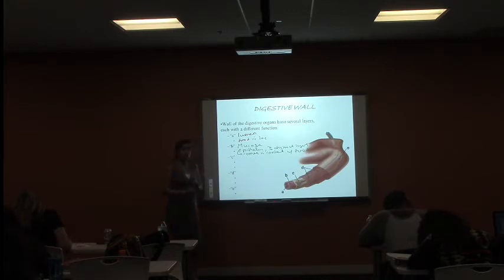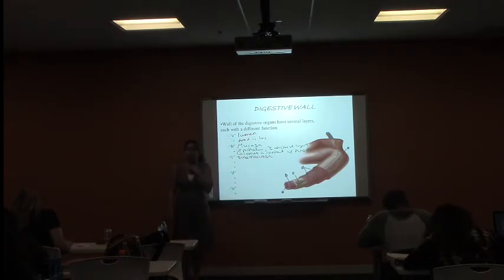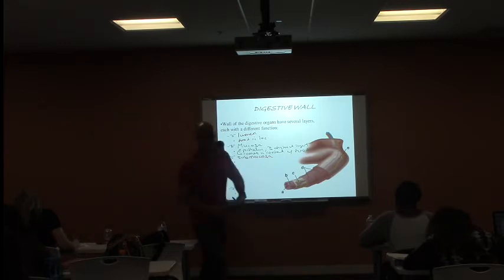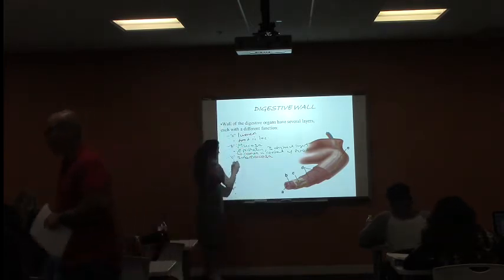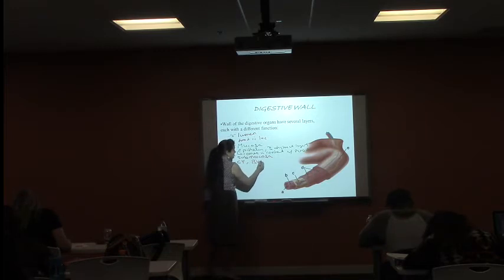C is submucosa. Sub means below, so it's below the mucosa, so it's called submucosa. The submucosa is basically made up of connective tissue. It contains blood vessels and nerves.